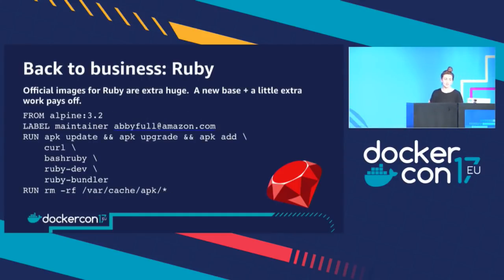So back to business. So Ruby, I've been mentioning this a couple times, but official images for Ruby are extra huge. There's a reason for this. A new base and a little extra work will pay off. So when you use Ruby, every gem seems to have a bunch of other gems that it needs, which is true. But that makes the official image really big because they've tried to account for having many of the gems that you'd need to run your dependencies. So it makes them really big, and it's good in one case, right? Because you don't have to do a lot of development work. If you're trying to get started quickly, you can pretty much say, okay, I have this image, and maybe it will just work, right? It'll have a lot of the gems that I need. It'll have a lot of the dependencies that I need.